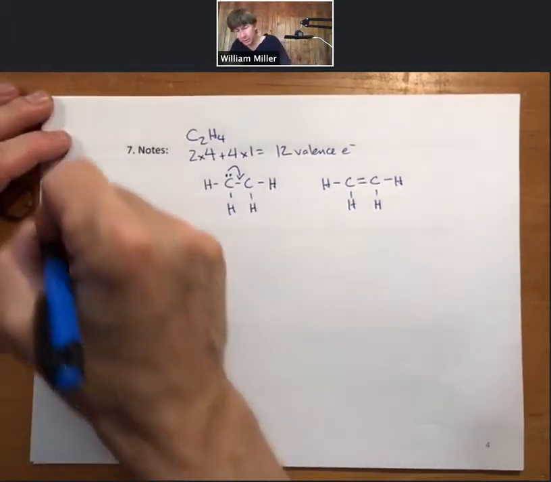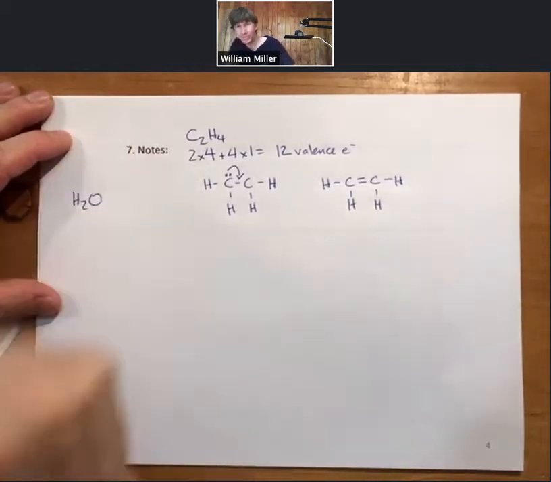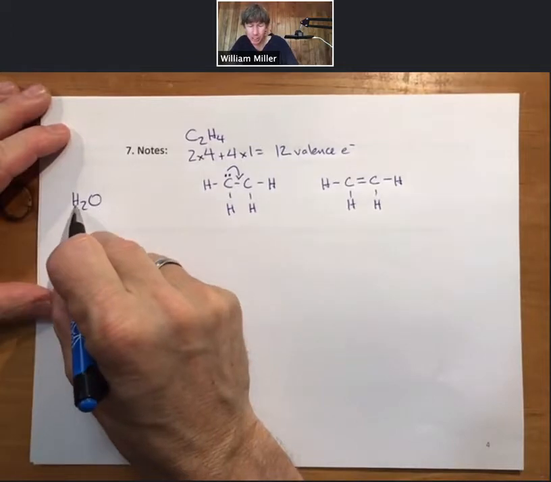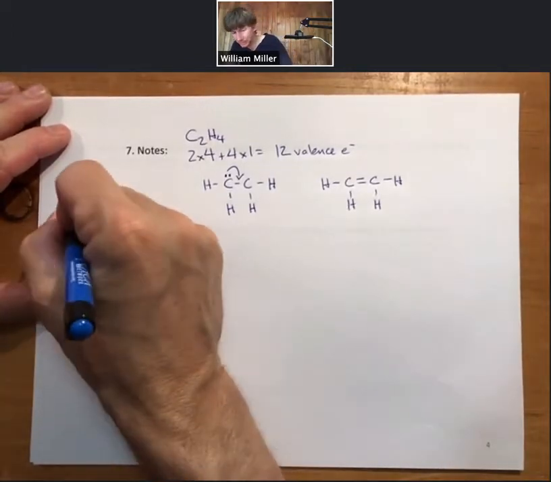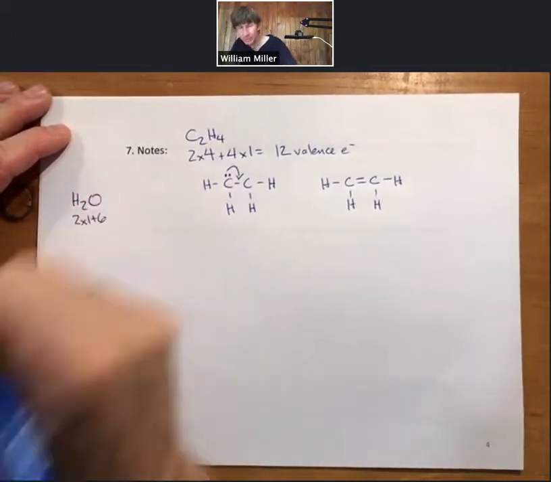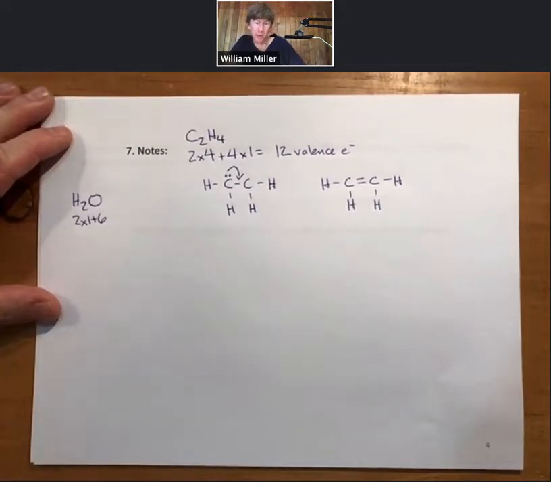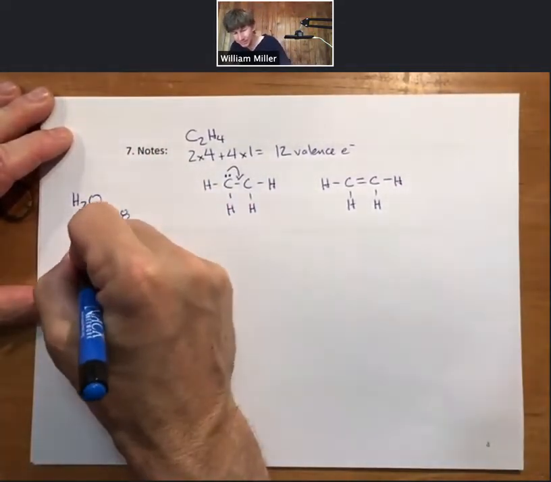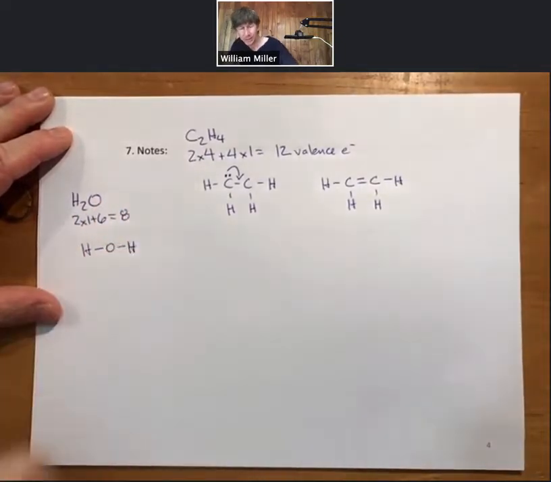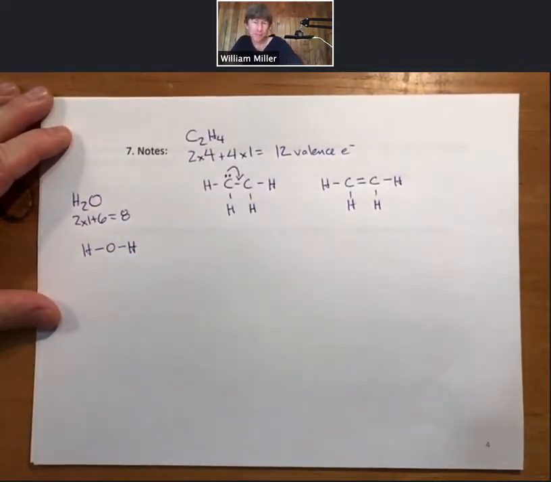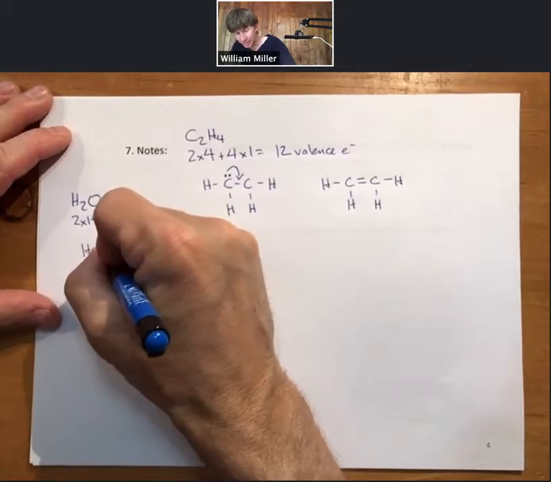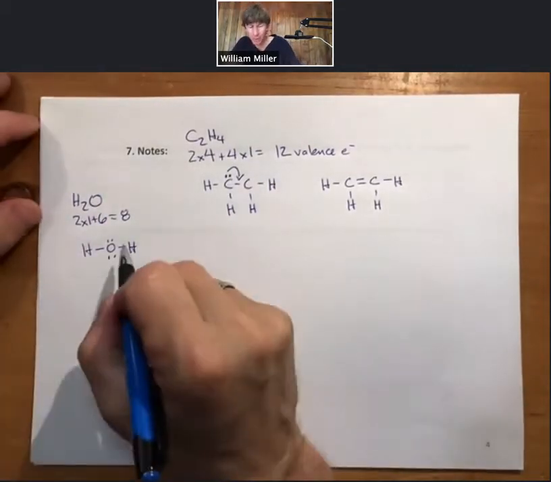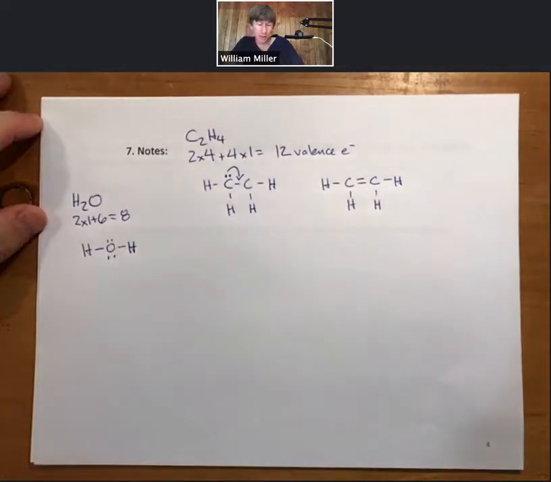Another common one that we will do, H2O. We have 2 times 1 plus 6 valence electrons for the 1 oxygen. We have 8 valence electrons. Put the oxygen in the center. Can't have hydrogens there. And then by the time we complete the octet, we have used up all 8 of our valence electrons.